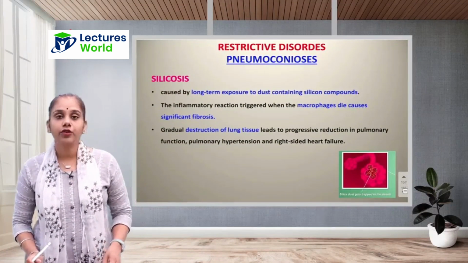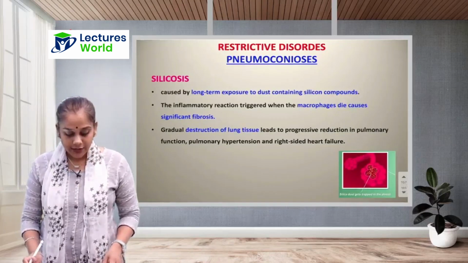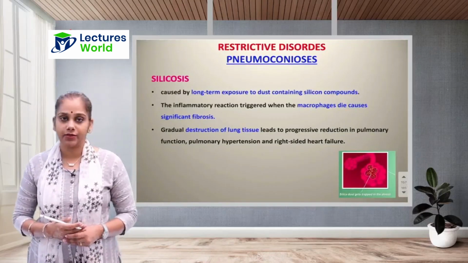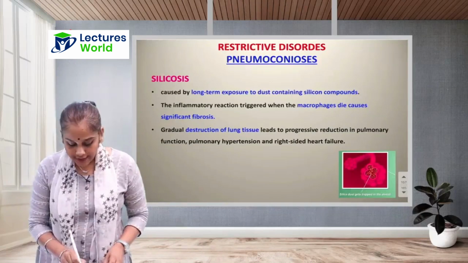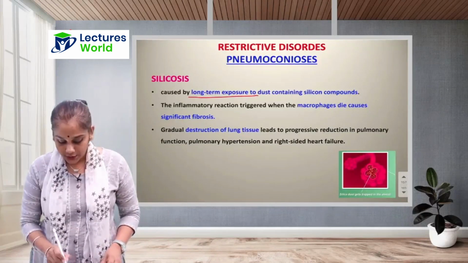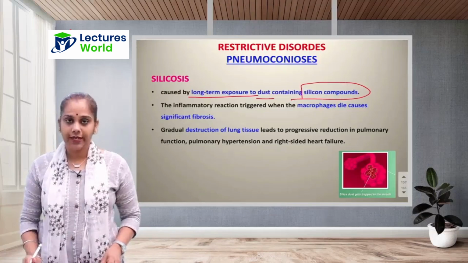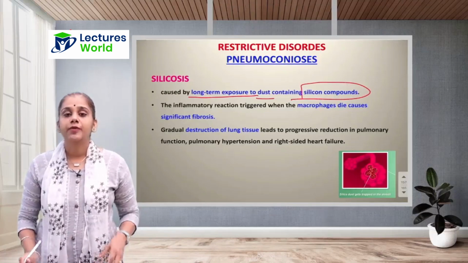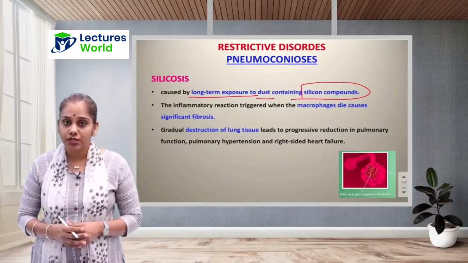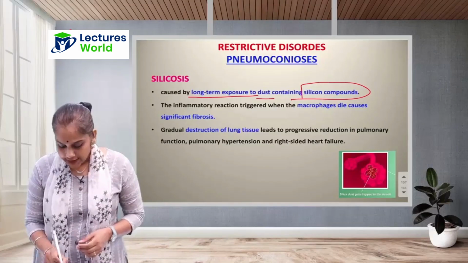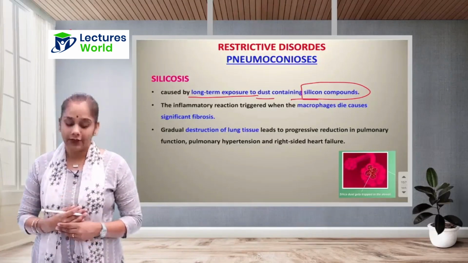In pneumoconiosis, another disorder is silicosis, which is caused by long-term exposure to dust which contains silicon compounds. It occurs because of prolonged exposure to dust which contains more silicon.